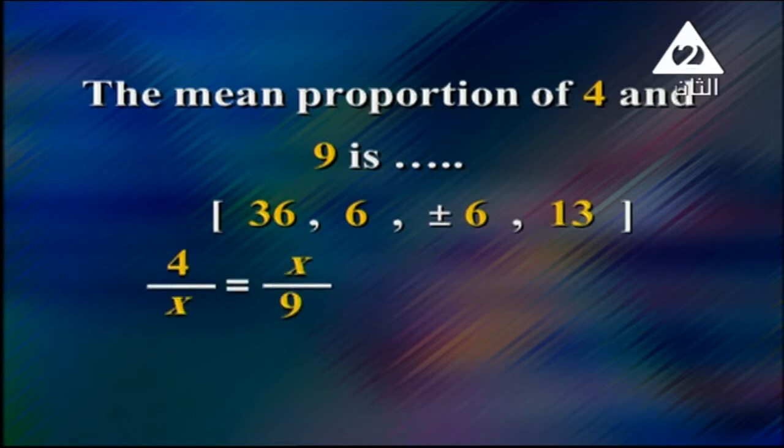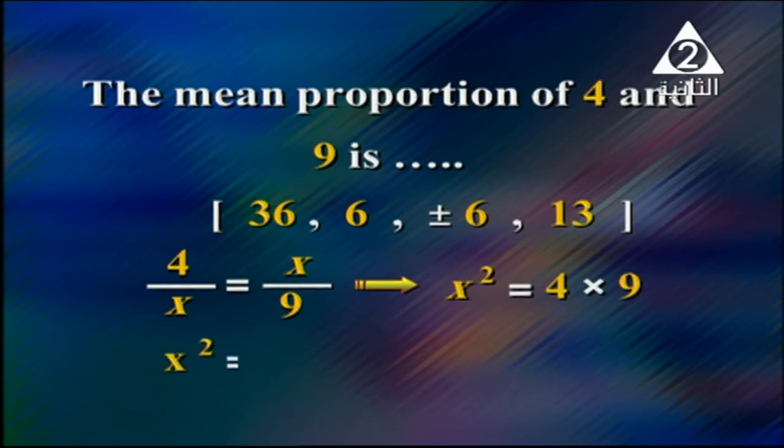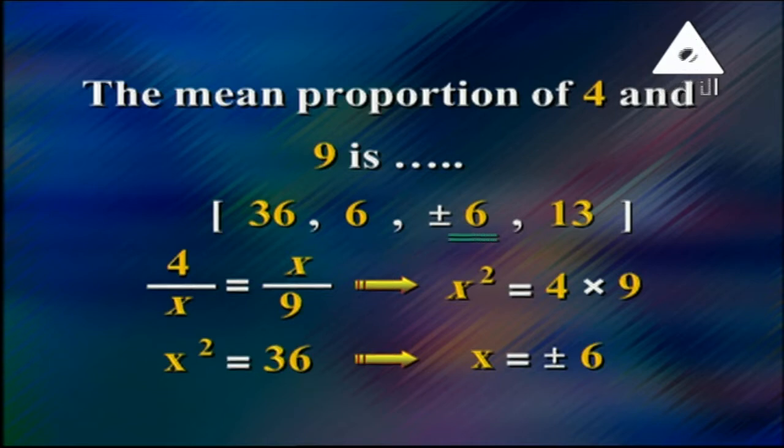By making cross multiplication, you are going to find that x to the power of 2 equals 4 times 9, which gives 36. So x power 2 equals 36. Then x equals positive or negative 6, which is the third choice.